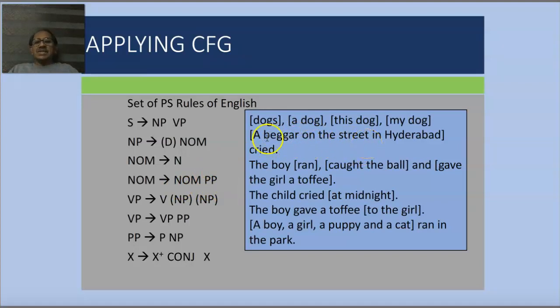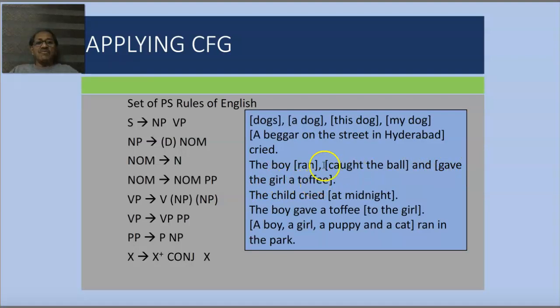Let's look at a verb phrase. Look at the sentence here: the boy ran, caught the ball, and gave the girl a toffee. How many verb phrases are there? There are three verb phrases: ran, caught the ball, gave the girl a toffee. In the first verb phrase, there is only a verb. In the second verb phrase, we have a verb and a noun phrase, the ball. And in the third verb phrase, we have a verb, a noun phrase, and another noun phrase.